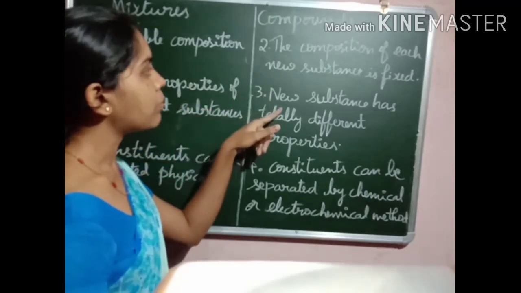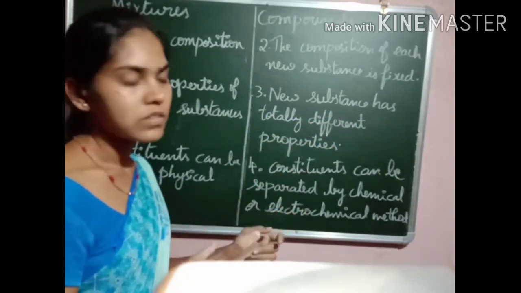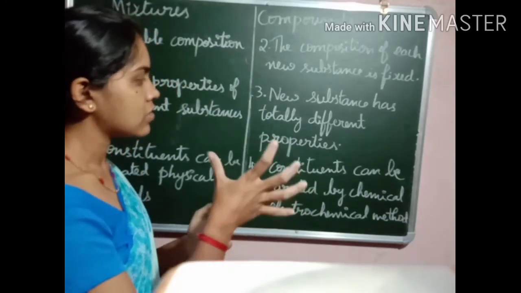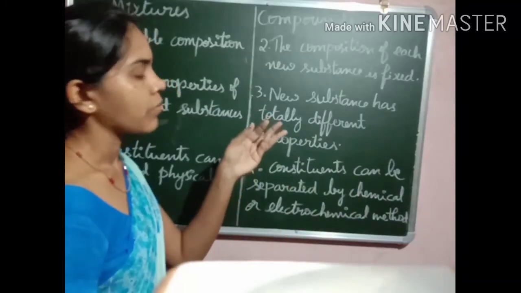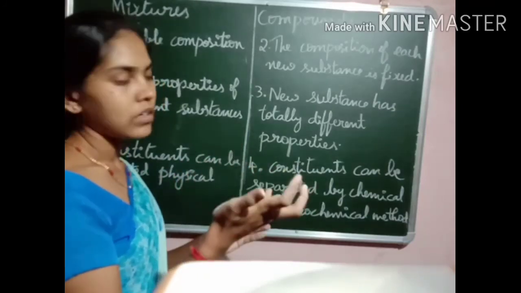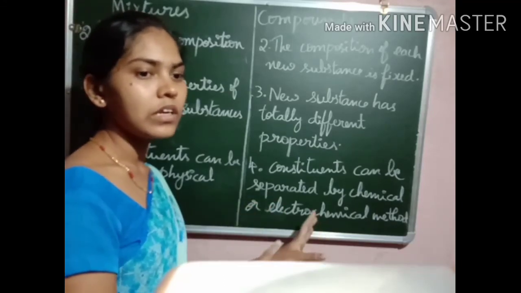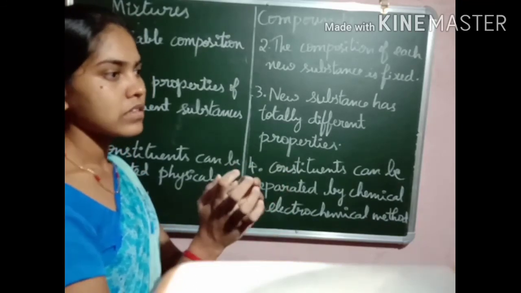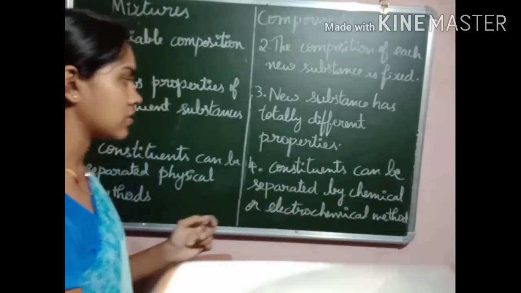The next property, compounds: the new substance which is obtained is totally different. When you burn the paper, you get ash, and its properties are exactly different. Or if you combine hydrogen and oxygen, you get water, and its properties are completely different. The properties of hydrogen are different, and the properties of oxygen are different, but when combined, the water is totally different from hydrogen and oxygen.